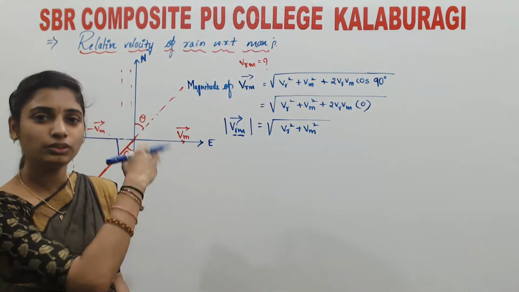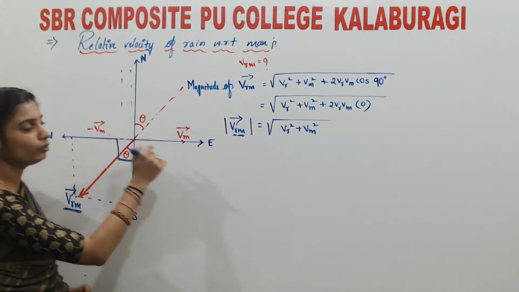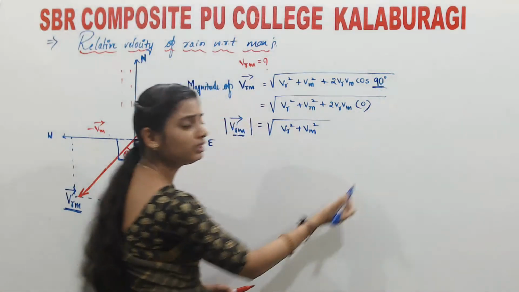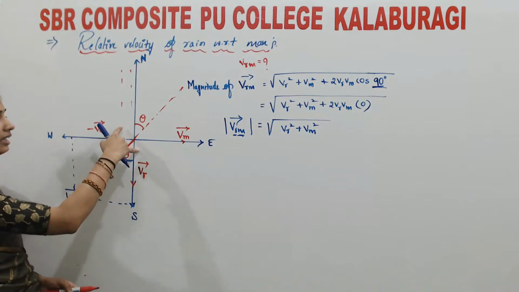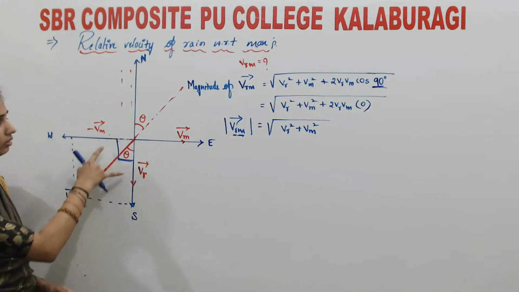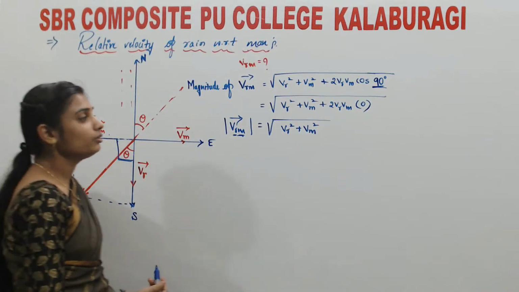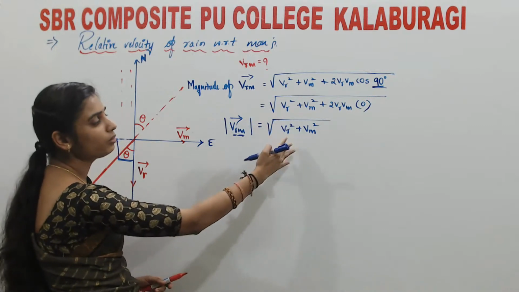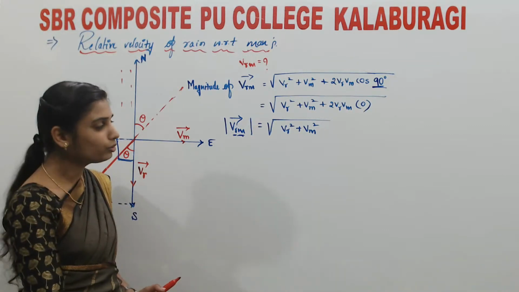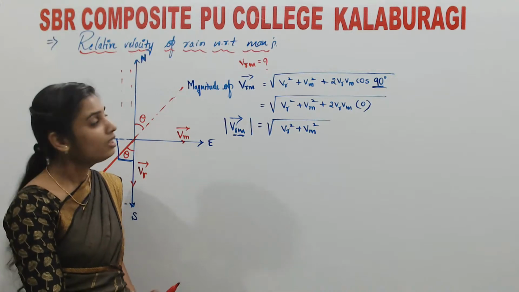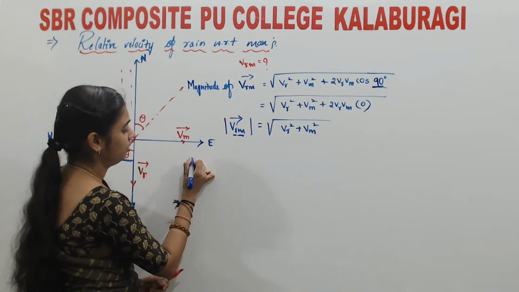Okay, the angle between those two vectors, which angle you have to write over here? You have to write the angle acting between those two vectors. Now we have simplified it and we got magnitude as under root of Vr square plus Vm square.